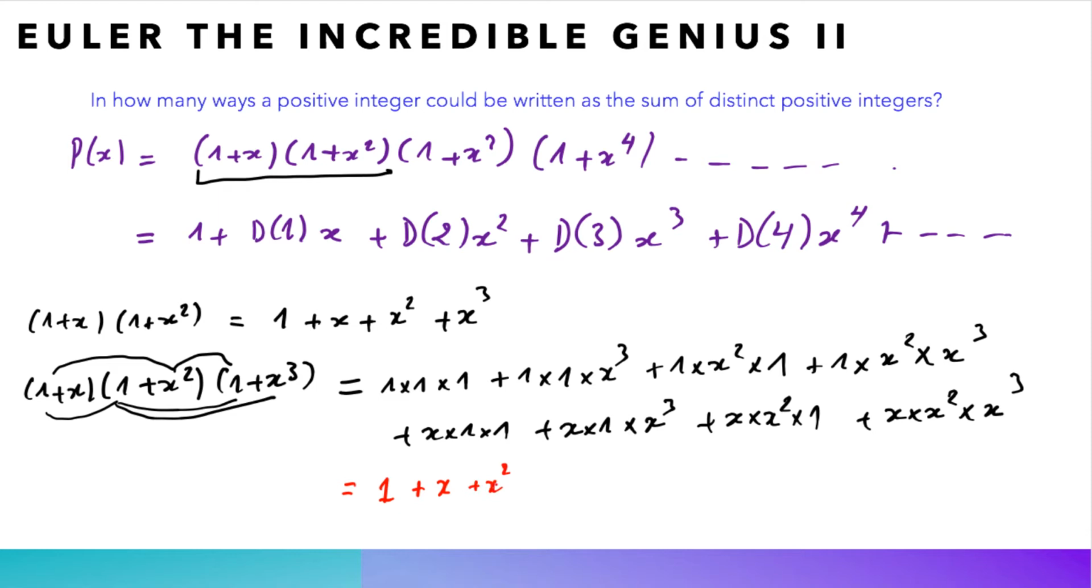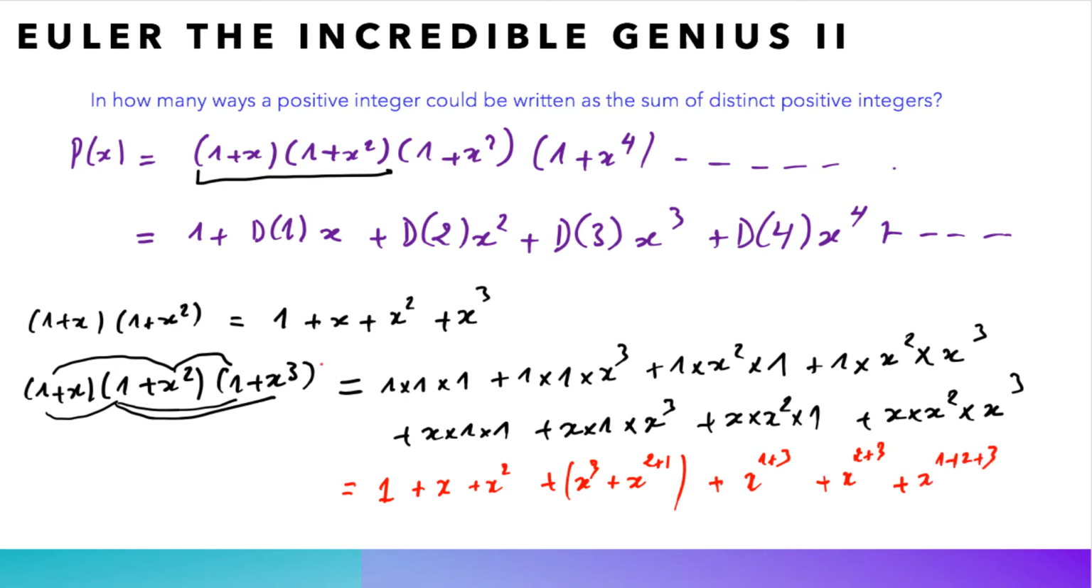How many ways can we get an x cubed? We have an x cubed here, but we also have x times x squared, which is plus x to the 2 plus 1. Then we get x to the 4th, which is x to the 1 plus 3. In this product, the only way to get x to the 5th is with x squared times x cubed, which means we have plus x to the 2 plus 3, and only one way to get x to the 6th, which is x to the 1 plus 2 plus 3.